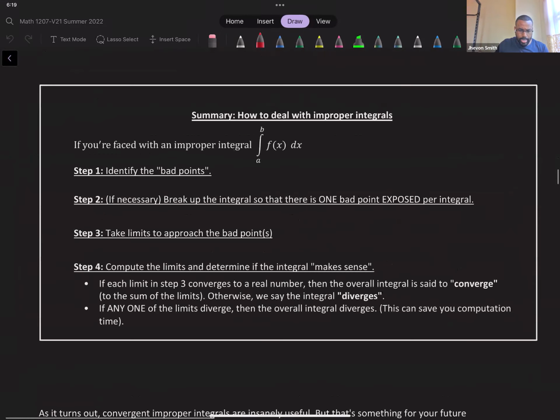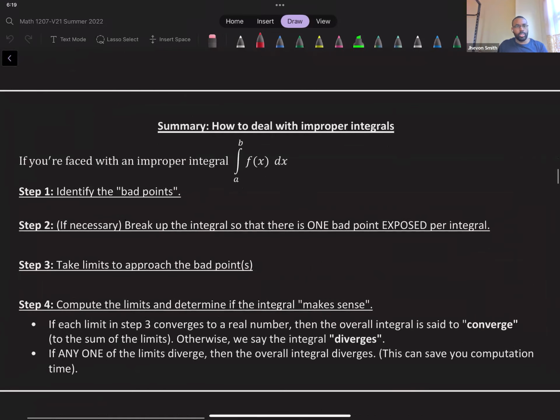Now, of course, the basic method for dealing with such an integral is to identify the bad points. Infinity is always a bad point, and any points in the interval that you're looking at that make your f of x undefined is also a bad point. And you're going to break up the integral so that there's only one bad point per integral, and then use limits to approach the bad points. So you replace the bad point with some variable, and you take the limit as that variable approaches the value of the bad point. And you do the integral as you would normally do, but then take the limit afterwards.